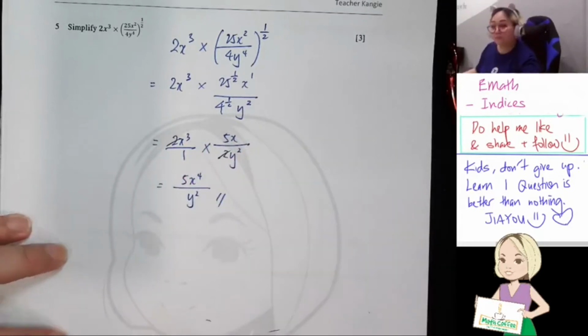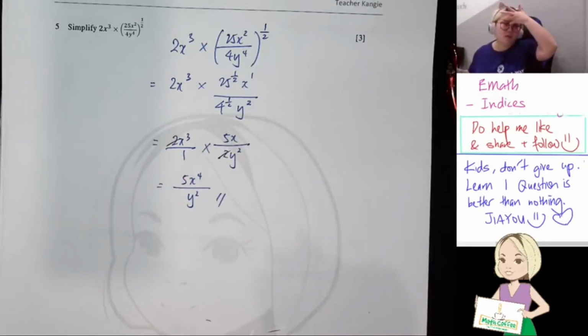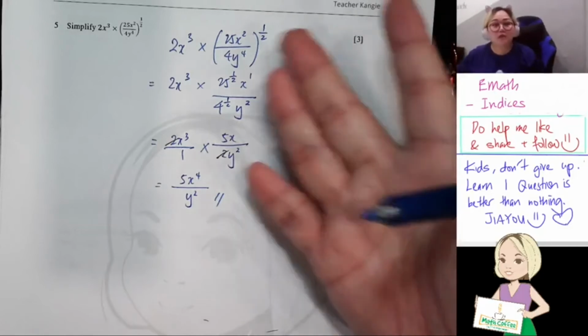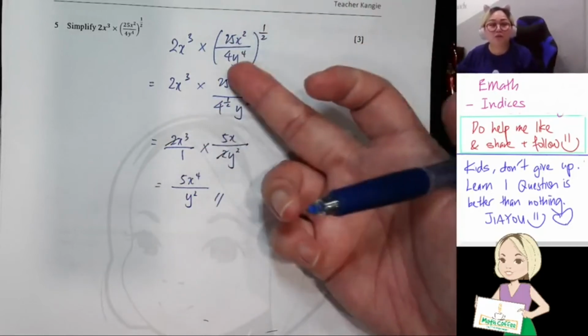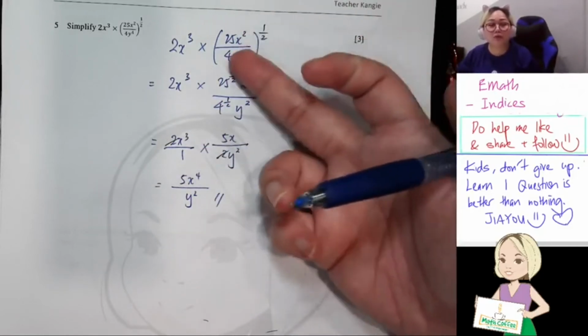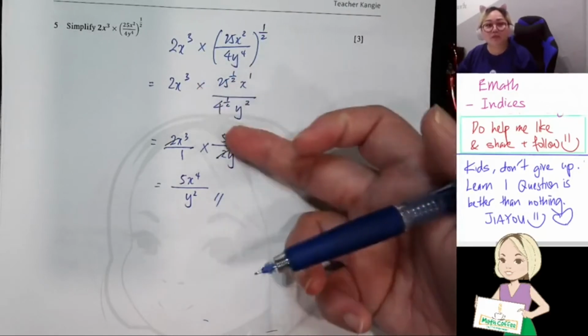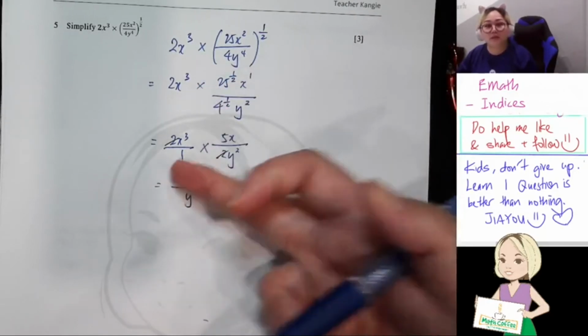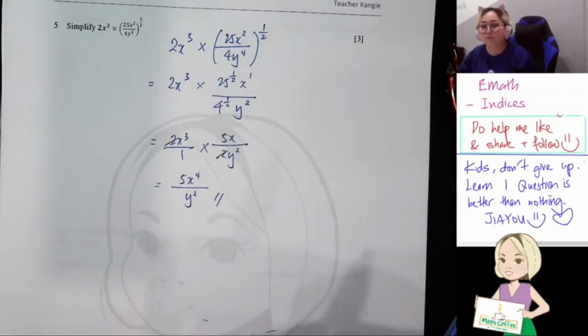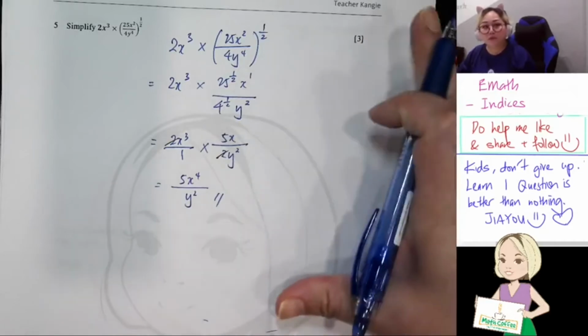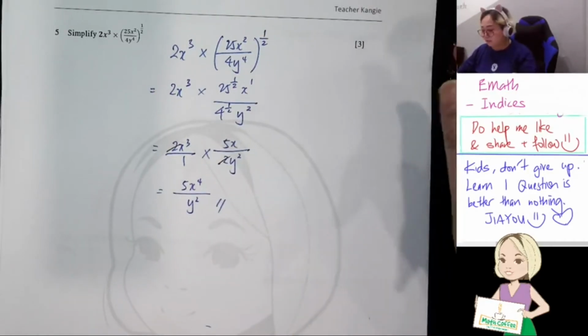And we are done. Okay, so what I did was I settled the power first. So 25 to the power of half, x to the power of 2 times half. So it's x to the power of 1. Denominator also do the same thing. Then after that we do it separately first. Okay, then after that simplify. Okay, so that's for question 5.